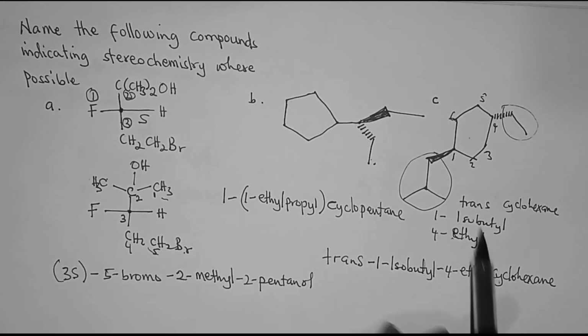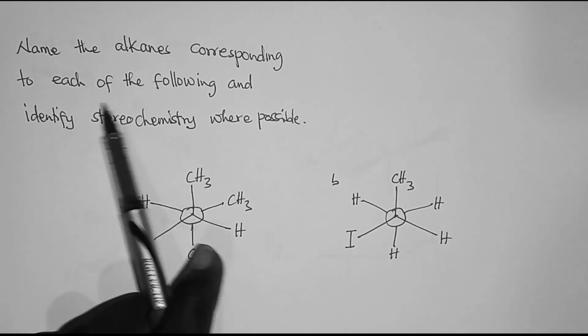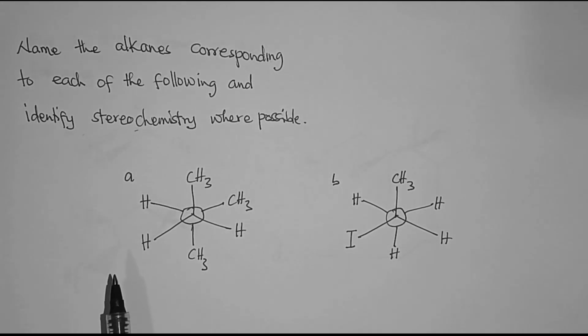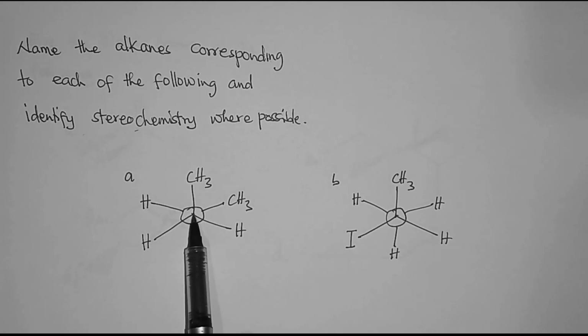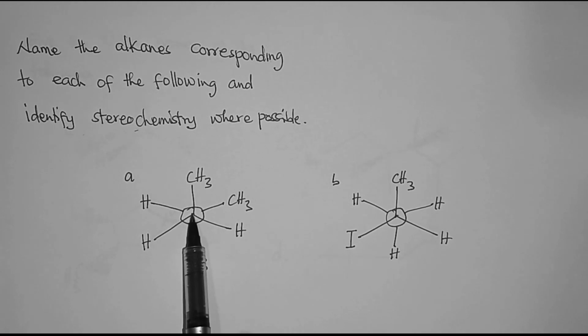And that is the name of this last molecule. Name the alkanes corresponding to each of the following and identify stereochemistry where possible. So let's see if there's stereochemistry here. If we take the carbon in front, there are 2 groups that are the same. So there's no stereochemistry around the carbon in front.